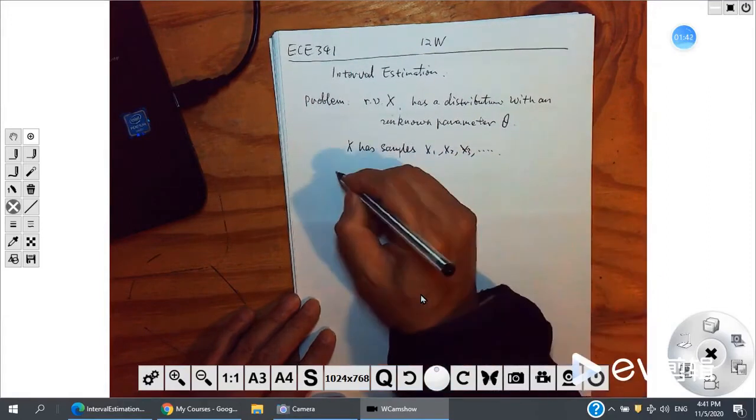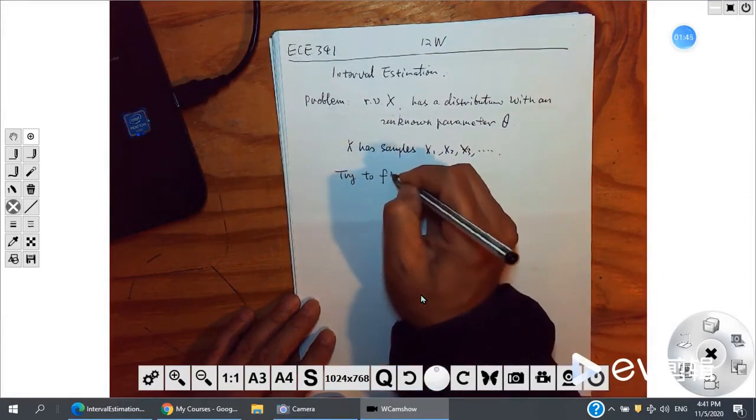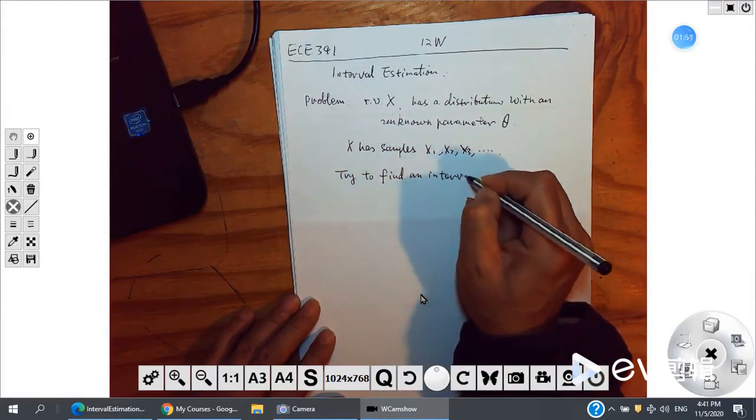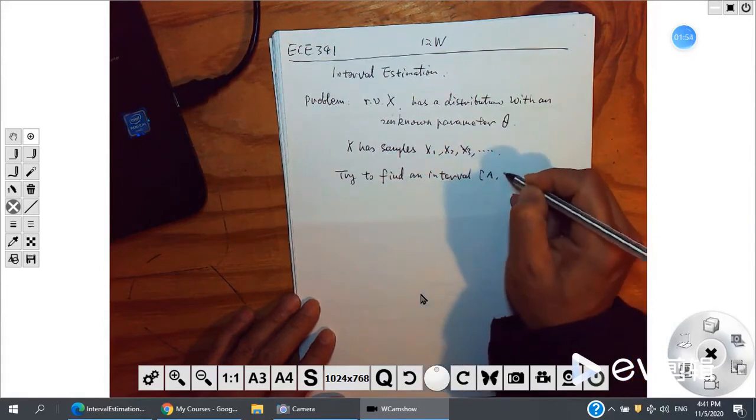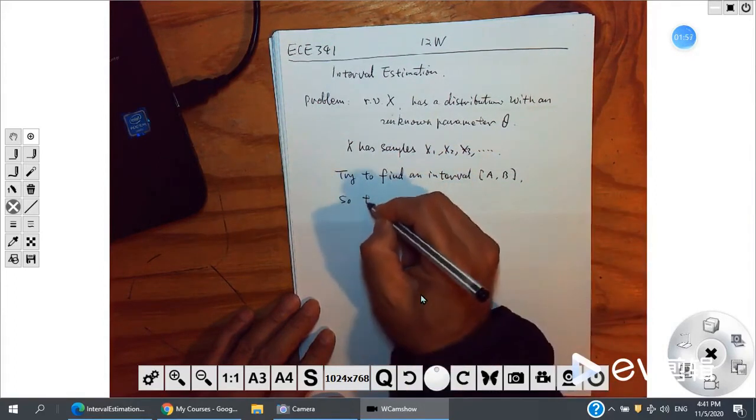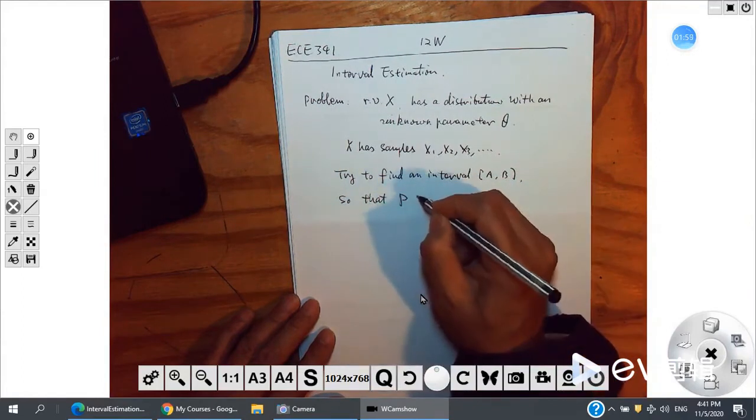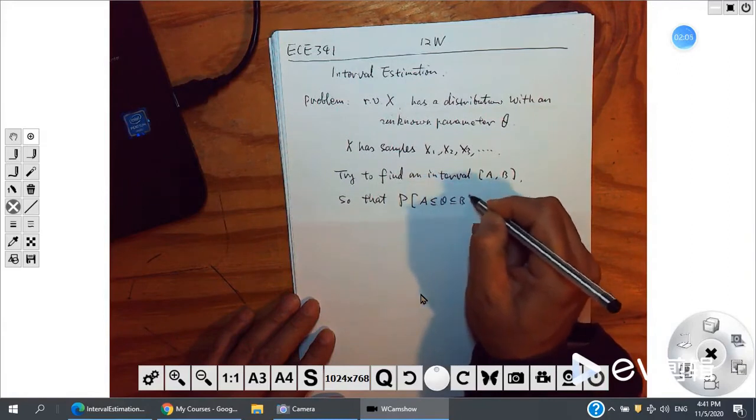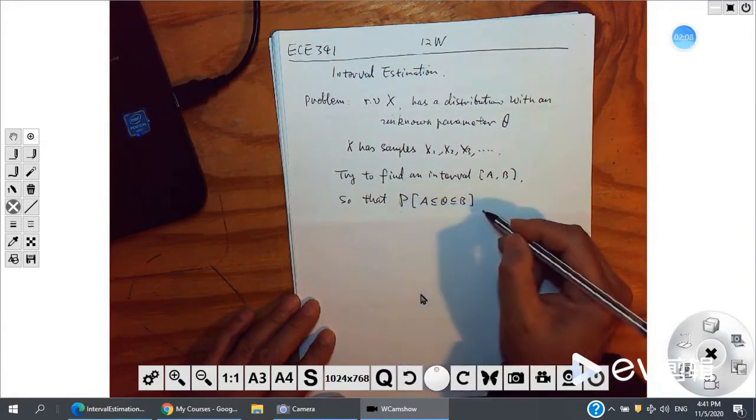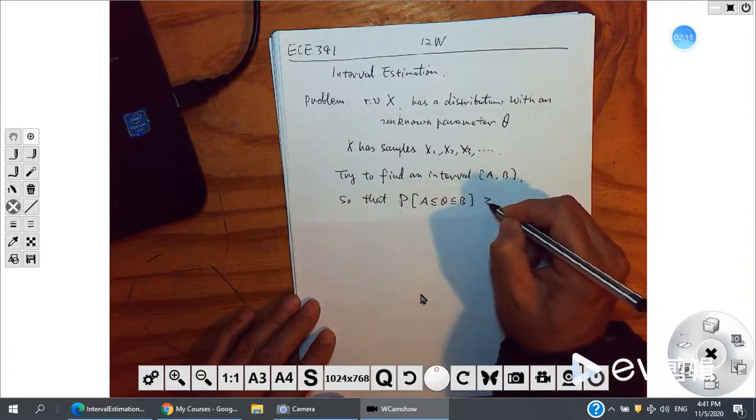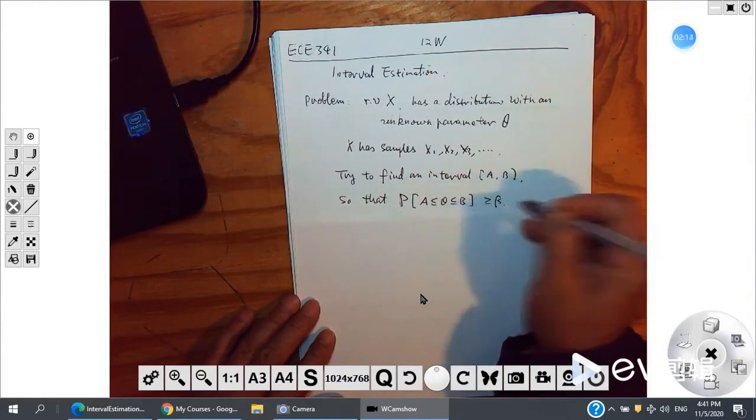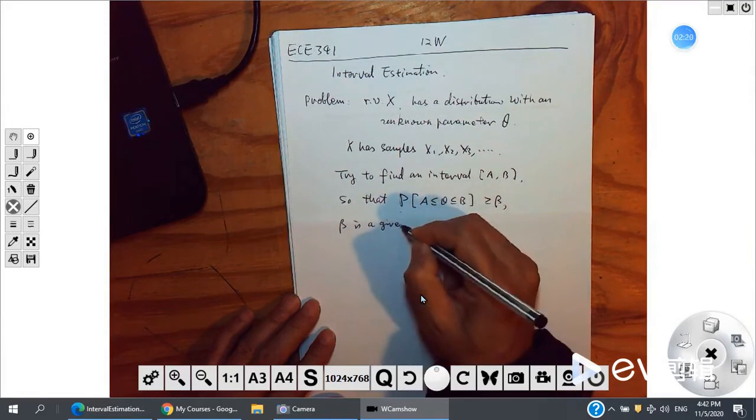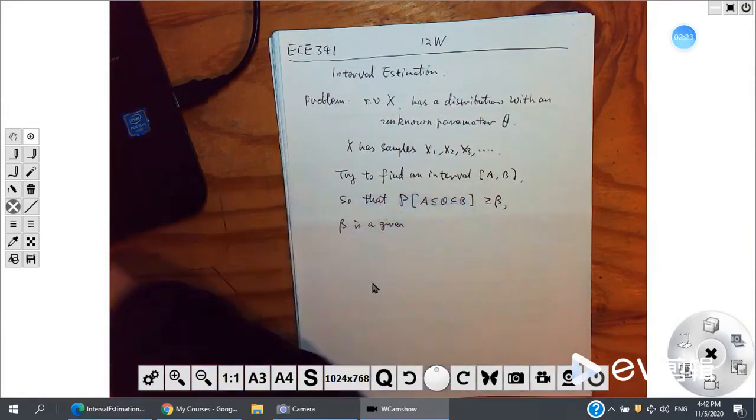Then try to find an interval A, B, so that the probability of theta is a value between A and B. Suppose we want this probability is larger than some beta. Beta is a given level. We call this a confidence level.